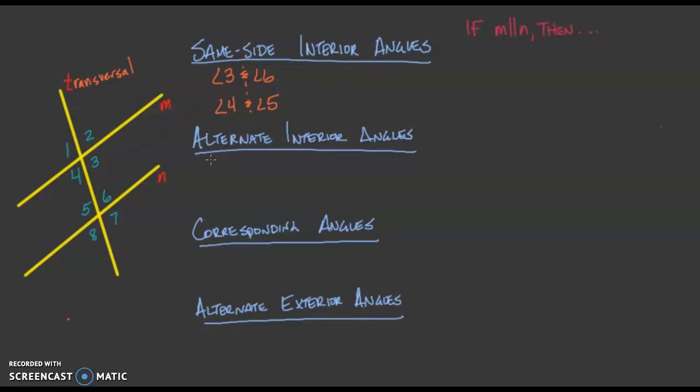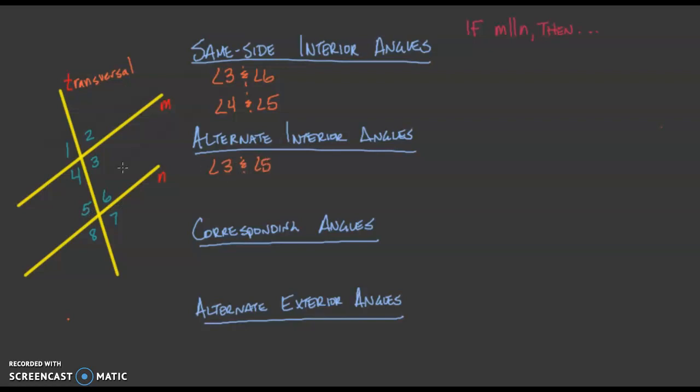There's also pairs called alternate interior angles. So you can see it shares the interior part with this one up here, but now it says alternate. And what that indicates is that they're not on the same side of the transversal, but they're on opposite sides. So angle 3, which is on the right side of the transversal, would get paired with angle 5, which is on the opposite side of the transversal.